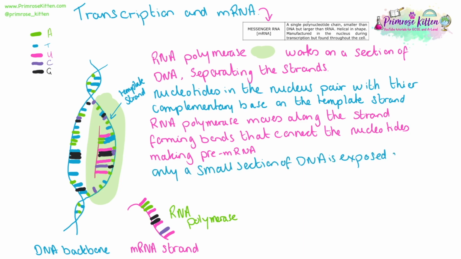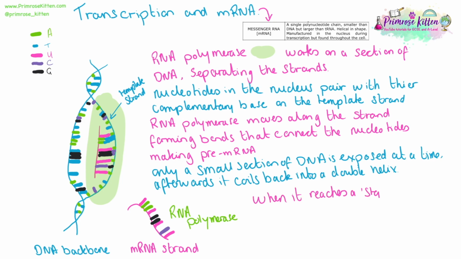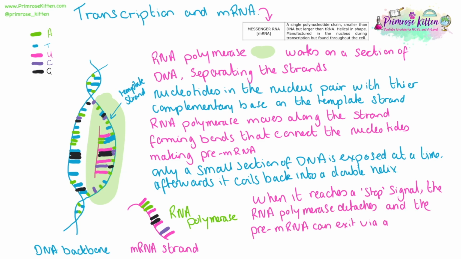Only a small section of DNA is exposed at any time. Afterwards, it coils back into a double helix. When it reaches a stop signal, the RNA polymerase falls off, and the pre-mRNA can exit via nuclear pores. Splicing will occur in eukaryotes to remove introns, creating the mRNA.